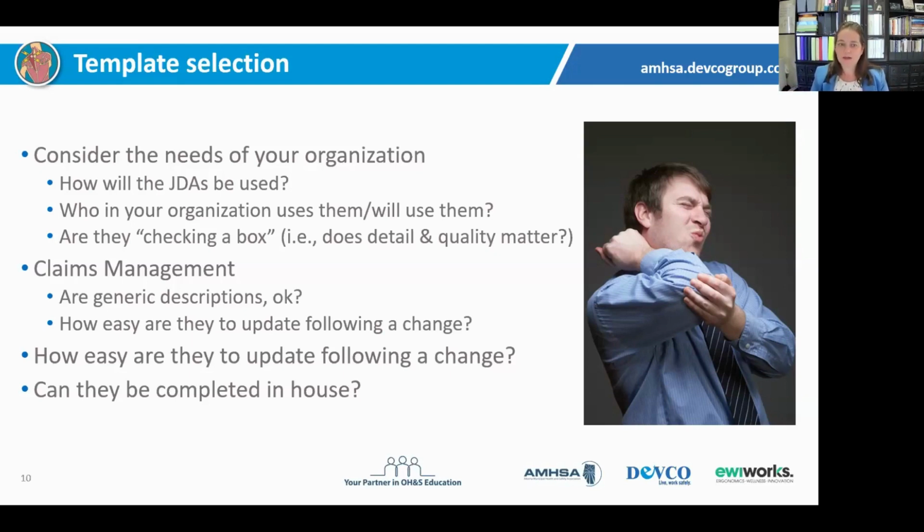Some organizations want JDAs completed so that they can check a box. I have a few clients over the years who have just wanted to have a full binder of all the jobs, whether they use these job demand assessments or not. They just want a starting point. They want brief job demand assessments completed for every single job in the facility, so that if they have an incident, if it's a work-related incident, if it's a non-work-related incident, they at least have a starting point to go back to and say, oh, you know what?